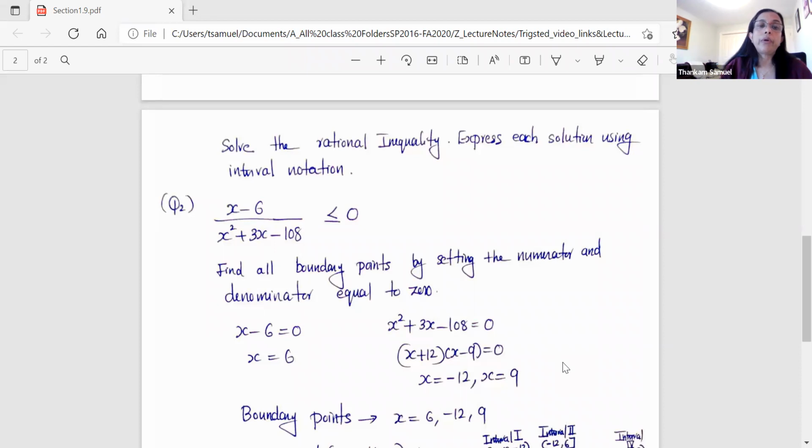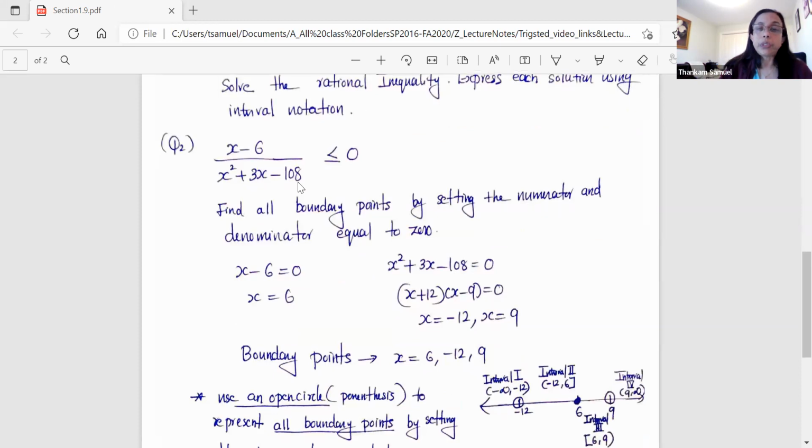Hello, today we are going to cover the topic solving rational inequalities. Let's consider an example. Solve the rational inequality (x minus 6) over (x squared plus 3x minus 108) less than or equal to 0. Express each solution using interval notation.